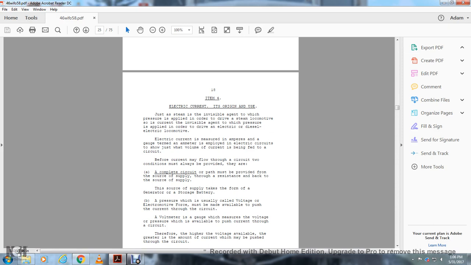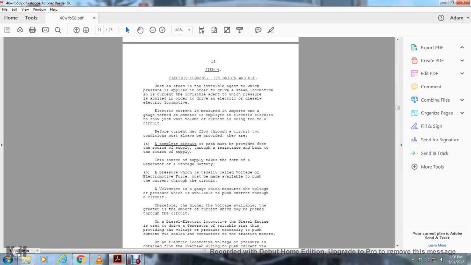Before current may flow in a circuit, two conditions must be provided. A complete circuit or path must be provided from the source of supply, through the resistance, and back to the source of supply. The source of supply takes the form of a generator or storage battery. Pressure, which is usually called the voltage or electromotive force, must be available to push the current through the circuit. The voltmeter is the gauge which measures the voltage pressure available to push current through the circuit.